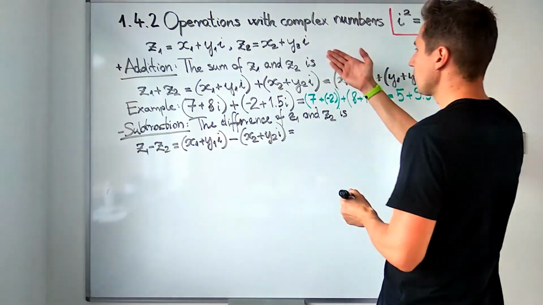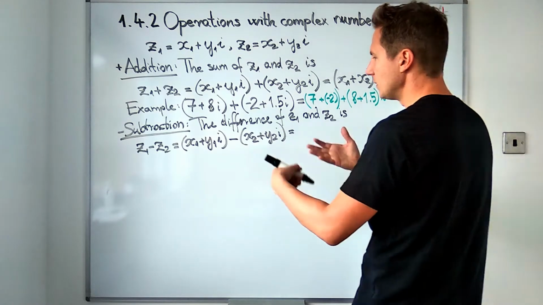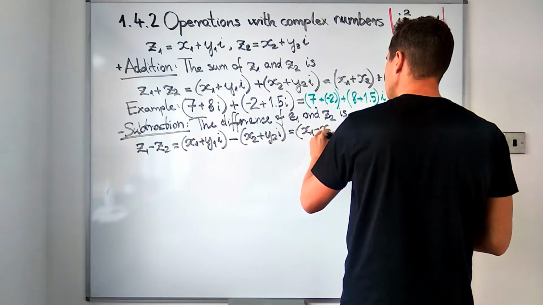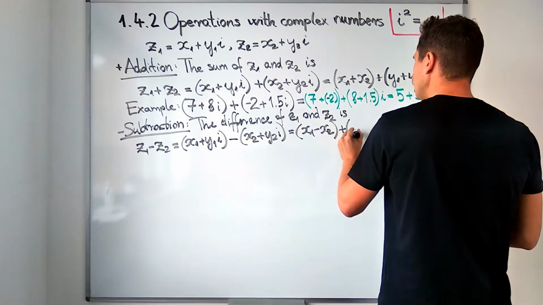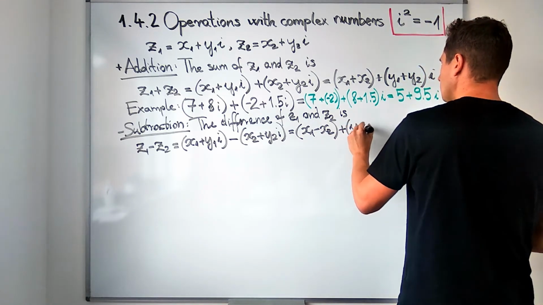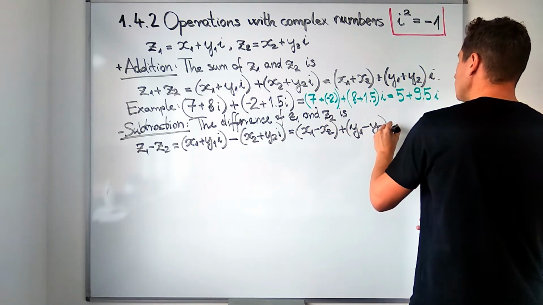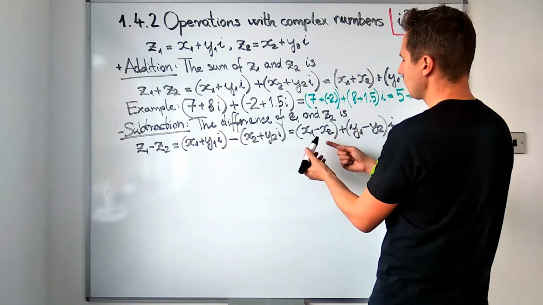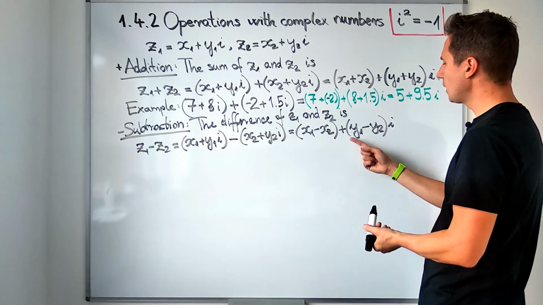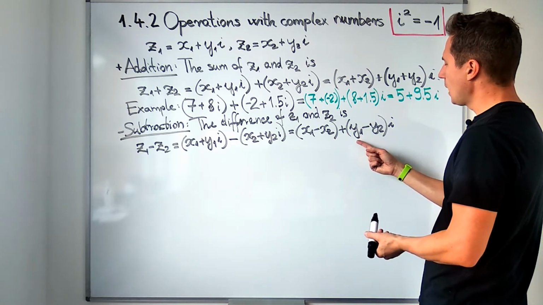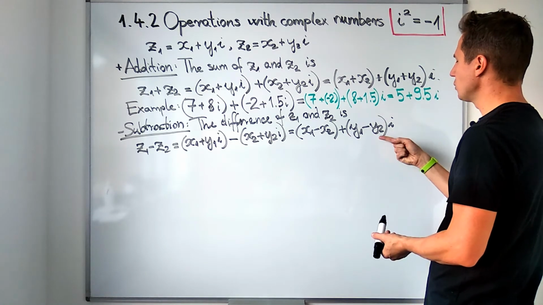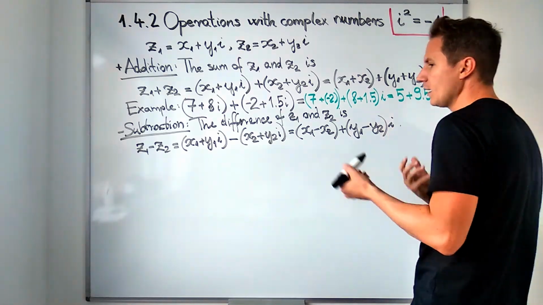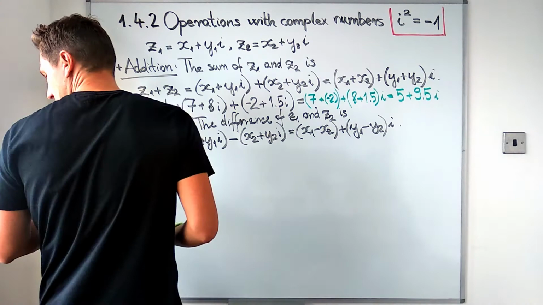We'll do the same that we did with addition. We'll take the difference of real parts to get the real part of the difference, and we'll take the difference of imaginary parts to get the imaginary part of the difference of these two numbers. So we'll get x1 minus x2 for the real part plus y1 minus y2 for the imaginary part, but this has to be multiplied by the imaginary unit i. Okay, again, let me consider an example.